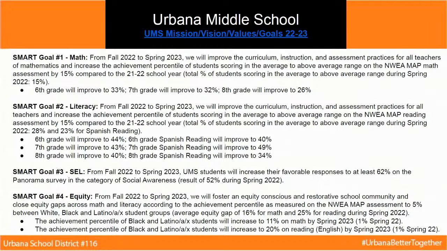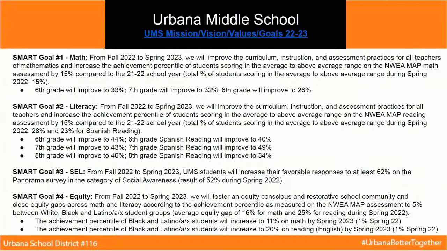What that means is that percentage of students would be scoring in the average to above average range in the academic achievement percentile. Very similarly for literacy, we want our scores to increase by 15% compared to this current school year. I've also broken that down into the English literacy assessment and the Spanish reading assessment, so you can see what those projected goals look like.